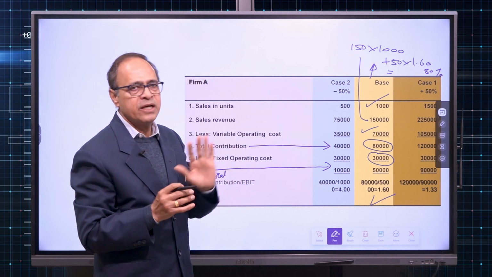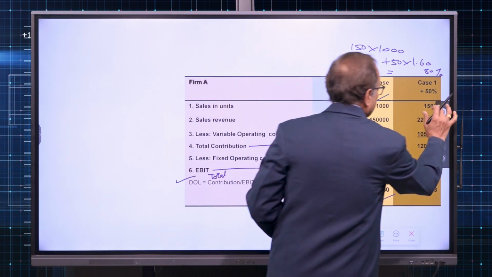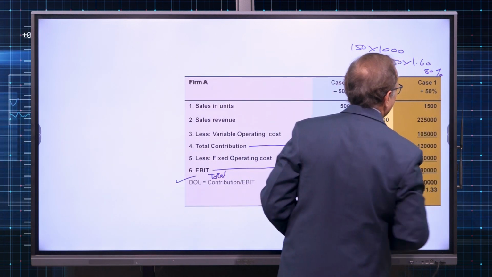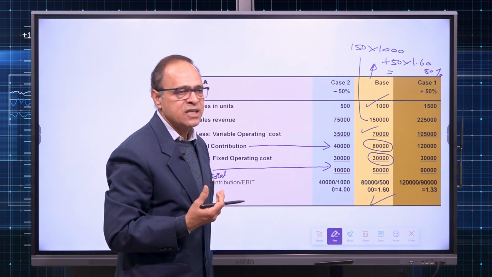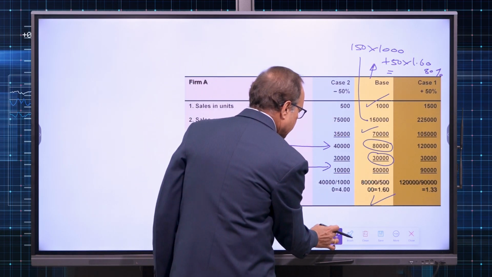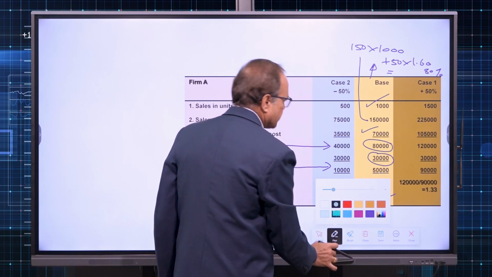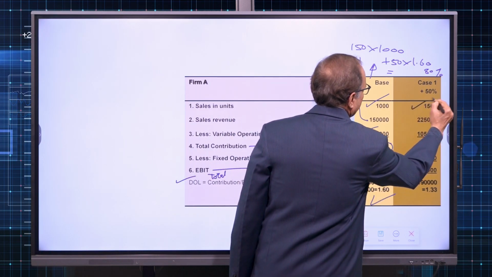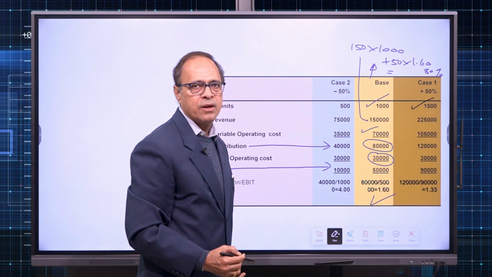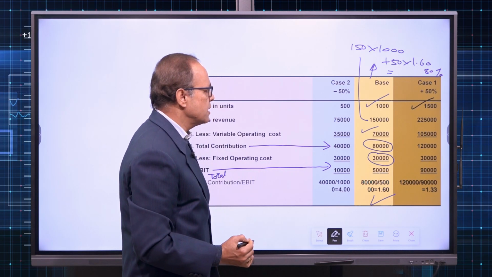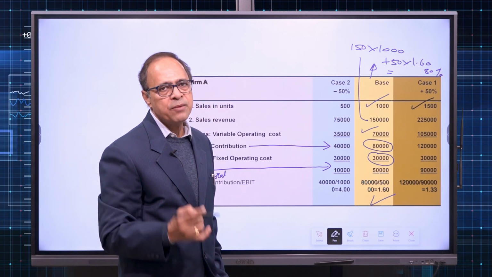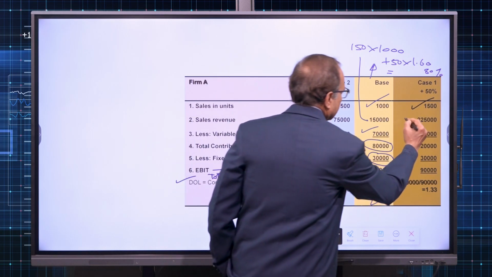And we can verify that fact also. 50% increase means my sales will jump to 1500 units. Now, what will be my total sales? 1500 multiplied by 150. So, 2,25,000.